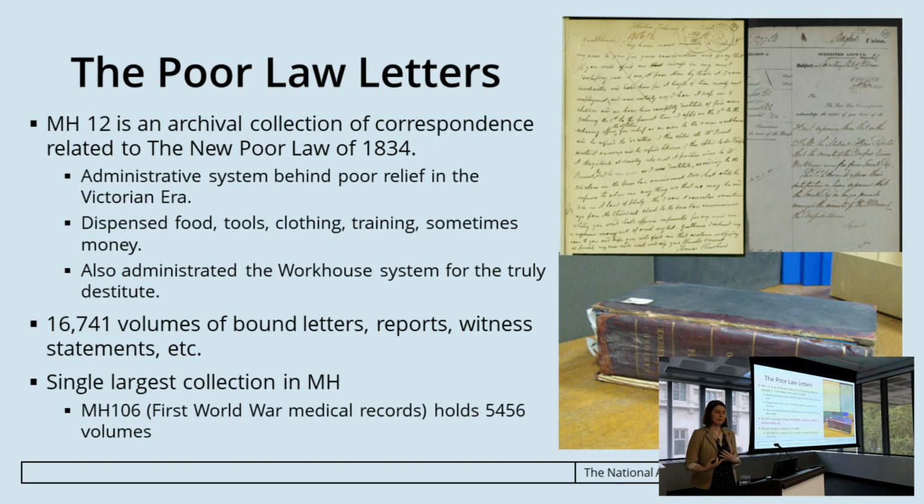This was a sort of early benefit system in the Victorian era, providing food, tools, clothing and funding for those in poverty in the 1800s and early 1900s. It also administered the workhouse system for those in complete destitution. There are over 16,000 massive volumes, such as the one that you can see here on the screen, and each one of these contains hundreds, if not thousands, of individual letters, reports, witness statements, written by the poor themselves and their advocates advocating for their benefit.